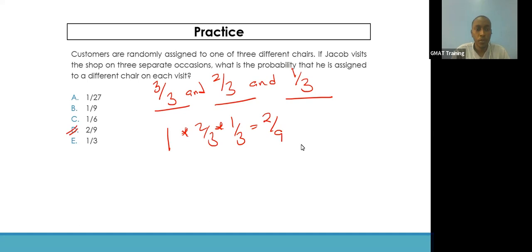Okay, so for the first time, you'll have 3 choices. All of the choices are possible. So he'll sit on one of the chairs. That's certain. He'll sit on one chair, and there's no same chair at that moment. So it's 3 over 3.